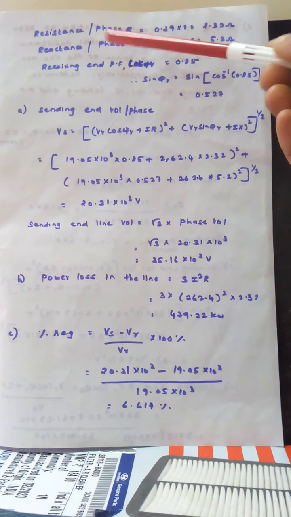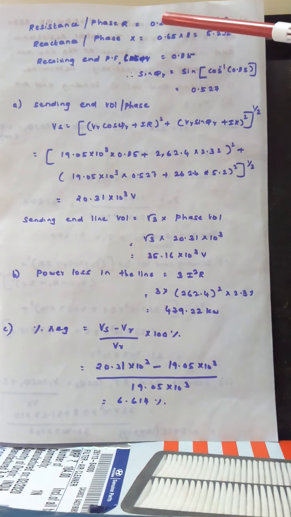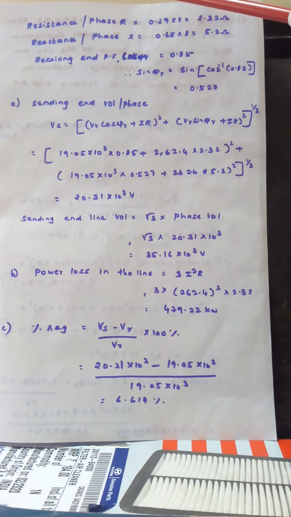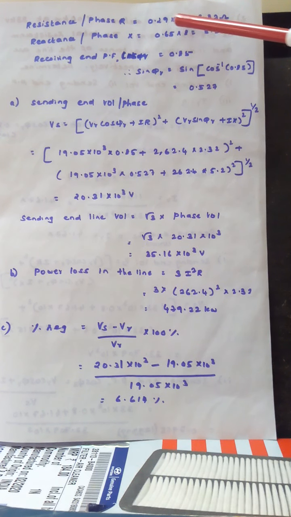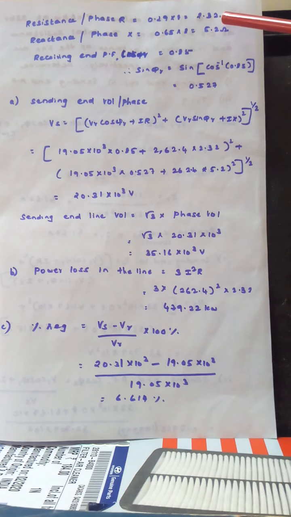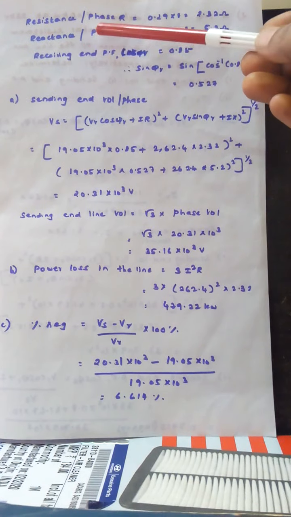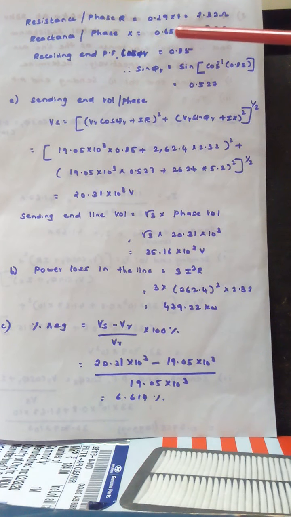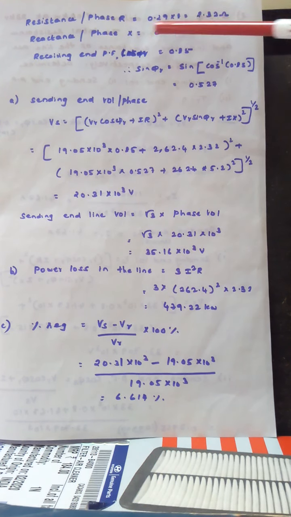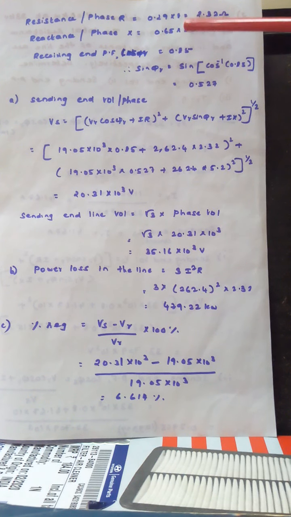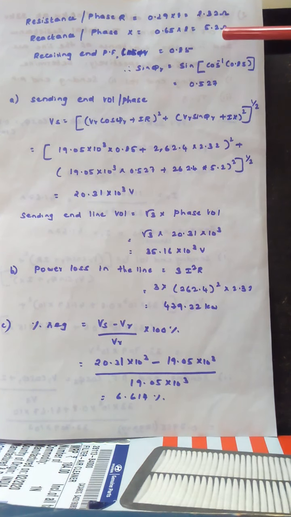Next, resistance per phase is 0.29 into 8, since the distance is given as 8 kilometers. So it is 0.29 into 8, which is 2.32 ohm. Reactance per phase is 0.65 per kilometer into 8, so 0.65 into 8 is 5.2 ohm.